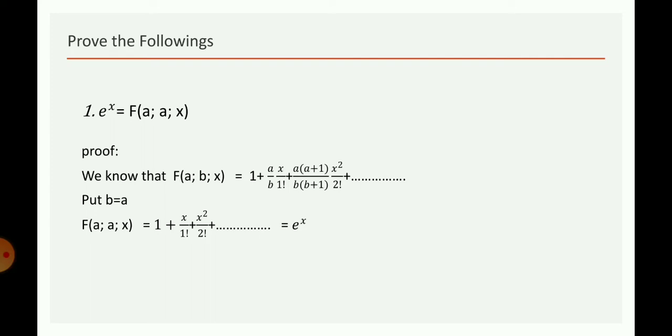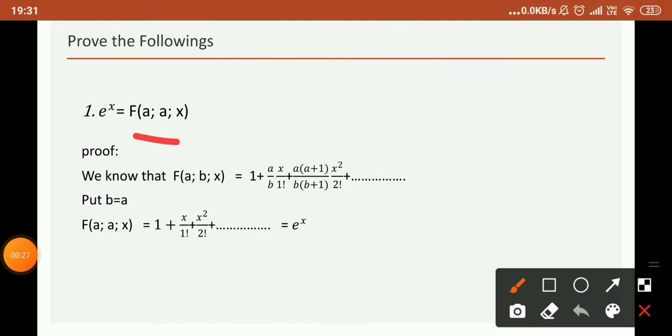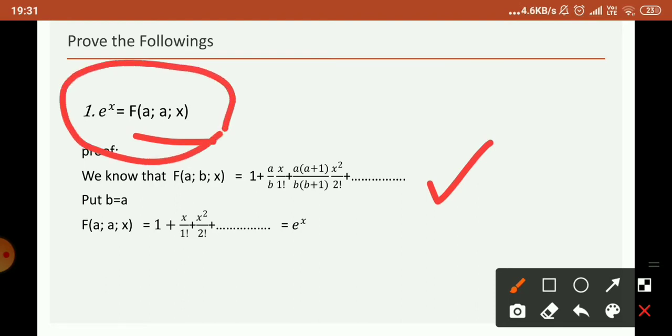So we can see from this question that there are only two variables given. That means this is the case of a confluent hypergeometric function, and the definition of the confluent hypergeometric function is this. In terms of series we write this, that you will remember. Now, to prove this result, we have to put b equal to a.